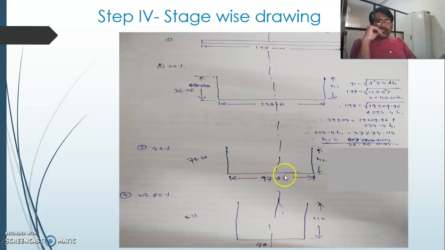So this way you have to draw with respect to a center line, you have to draw the three curves, and in the three steps we have reduced the component, okay, so that we can get the final component, like we have to show in the stage-wise drawing.